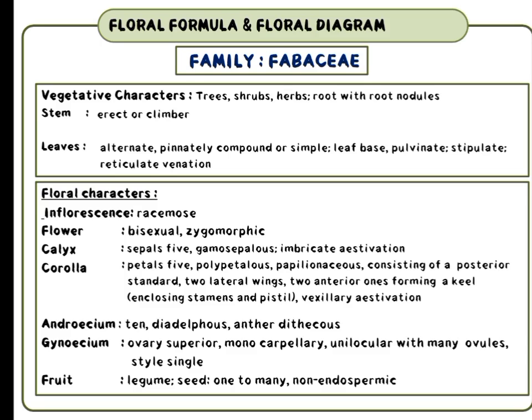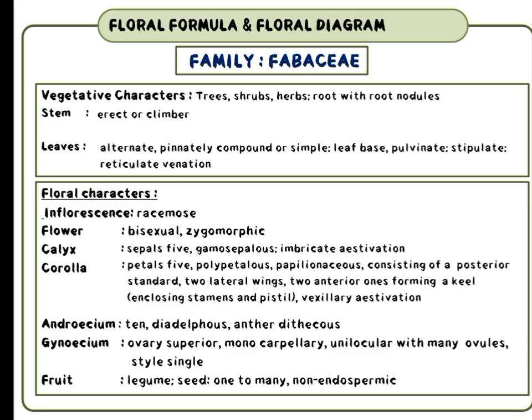Come to the floral parts. Racemose type of inflorescence can be seen in the Fabaceae family, and the flower is bisexual and zygomorphic. You can take a flower which comes under the Fabaceae family and try to describe it by yourself. Then the calyx: if you count the number of sepals, you can see 5 sepals. They are gamosepalous, which means the sepals are fused, and they show imbricate estivation. We already discussed the 5 types of estivation.